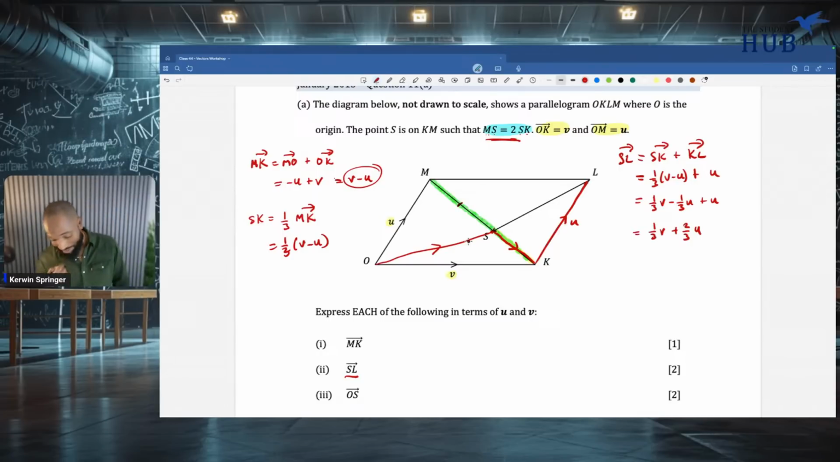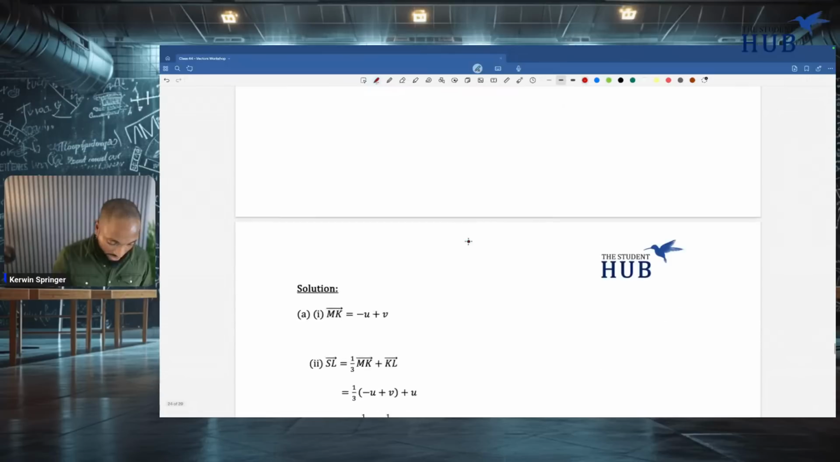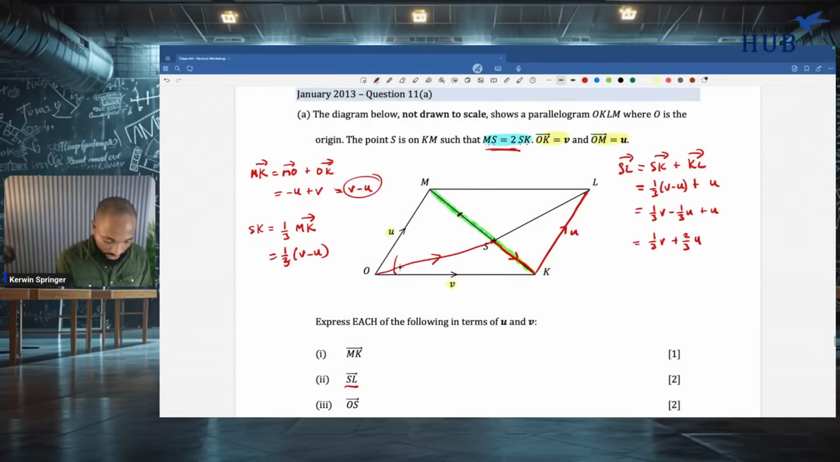Now OS, it's not looking like it's collinear, but it might be. It very well might be in the question. We'll see. OS, no, it's not. They didn't say. So I'm going to stop trying to make it look collinear. OS.